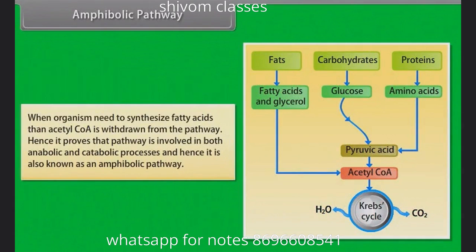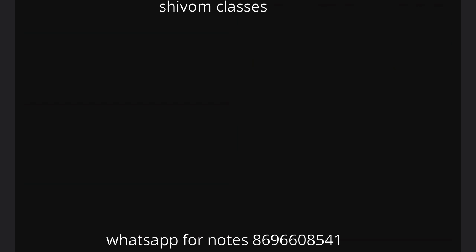When the organism needs to synthesize fatty acids, then acetyl CoA is withdrawn from the pathway. Hence, it proves that the pathway is involved in both anabolic and catabolic processes, and hence it is also known as an amphibolic pathway.